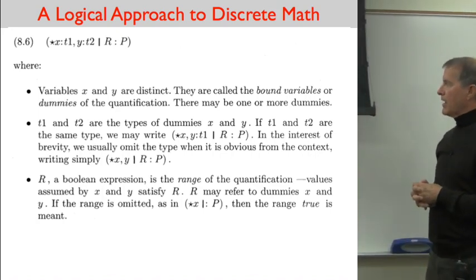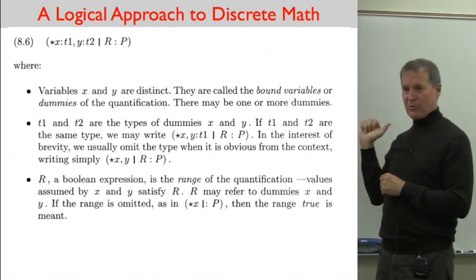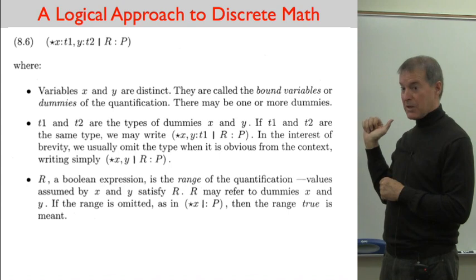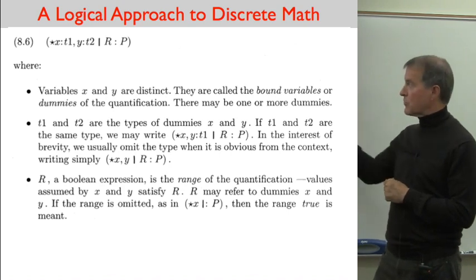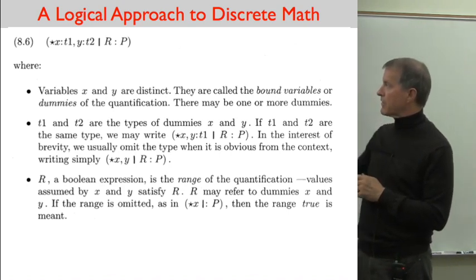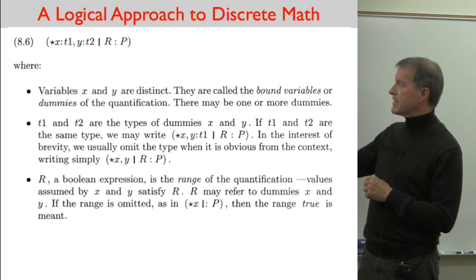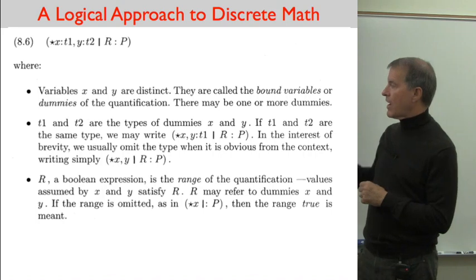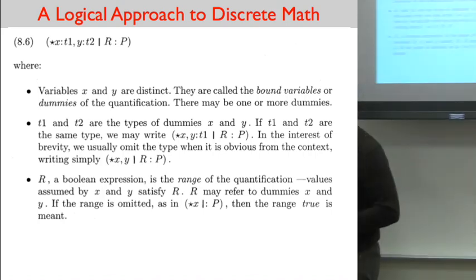Oh, sure. Okay. Now, what about the range R? What did we say the range R always was? It was always a Boolean expression. So R, a Boolean expression, is the range of the quantification. Values assumed by x and y satisfy R. R may refer to dummies x and y. So here, does everybody see over here?